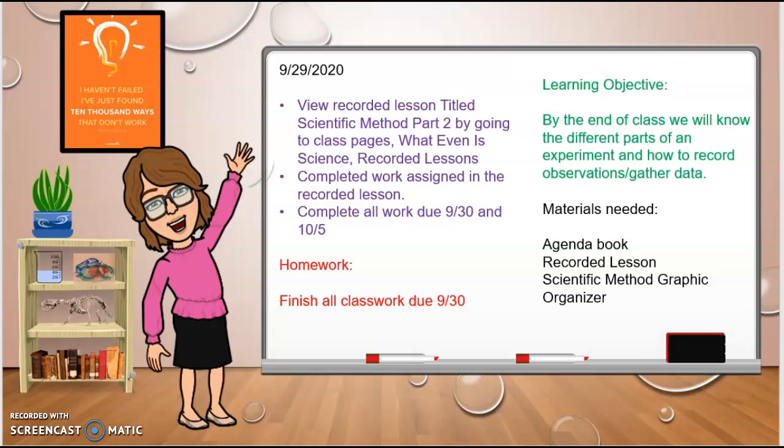Our learning objective today is by the end of class, we will know the different parts of an experiment and how to record our observations and gather data. So I'm going to ask you to get out your agenda books, pause the video, and write down your homework in your agenda book. Right? I know some of you get hung up on the topic, so I'm just going to write that. The topic is the scientific method. We're still on that unit, and we are finishing all of our classwork.